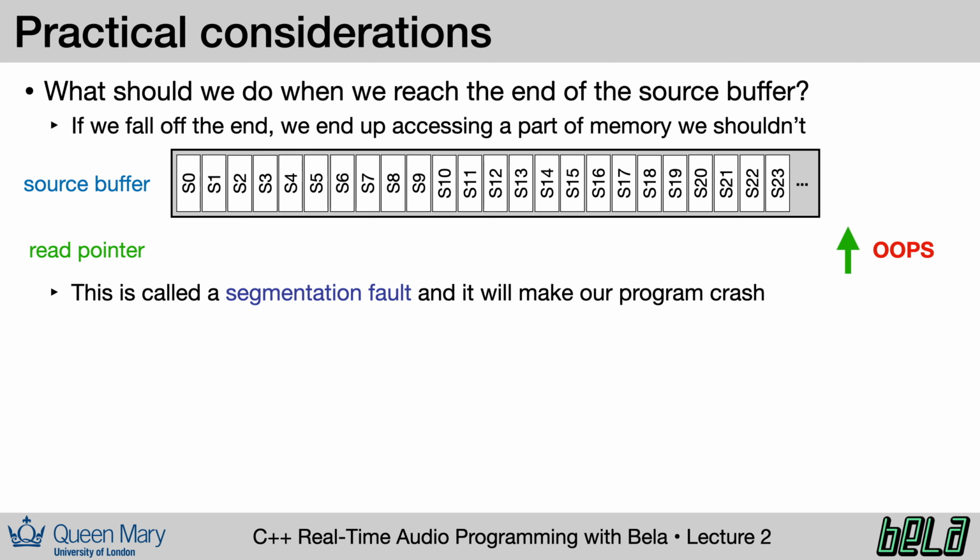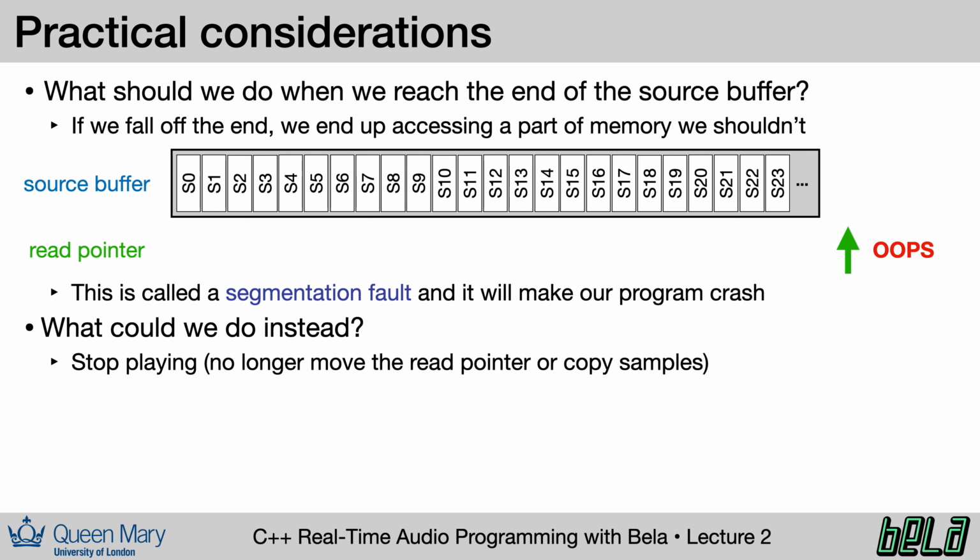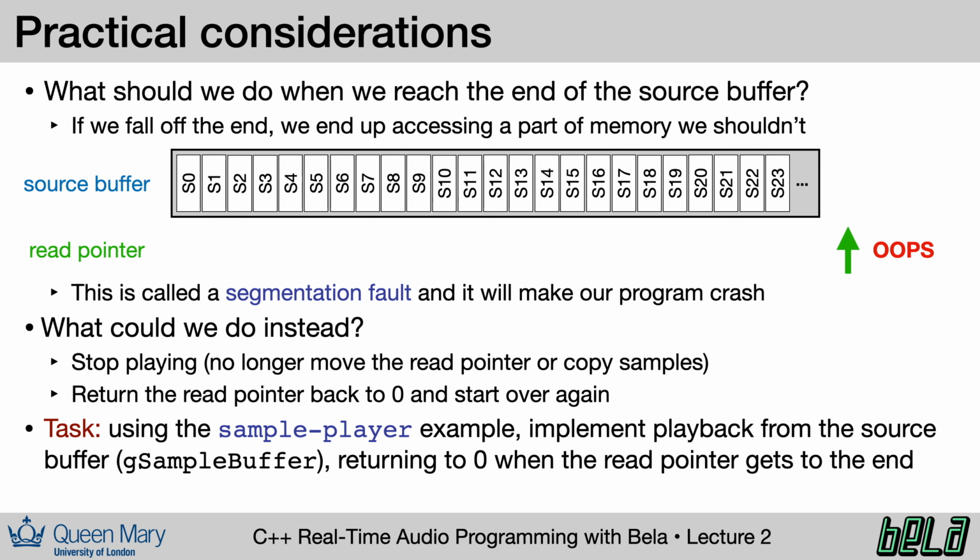If the program didn't crash, the implication would be that our program could read any memory whatsoever on the system, which would potentially be a huge security hole because it would mean that we could read things that other programs or even other users on the computer were doing. But of course, we don't want our program to crash, and so we have to avoid falling off the end like this. So what should we do instead? Well, a few options. We could simply stop playing, no longer move the read pointer and make sure that we don't read into the source buffer any further. We could also return the read pointer back to 0 and start playing all over again in a loop. So we're going to do it that way.